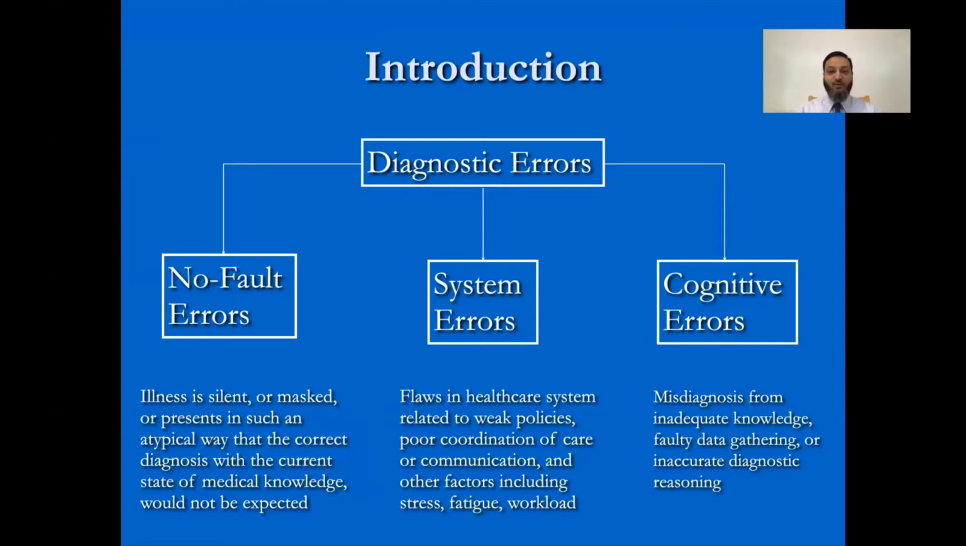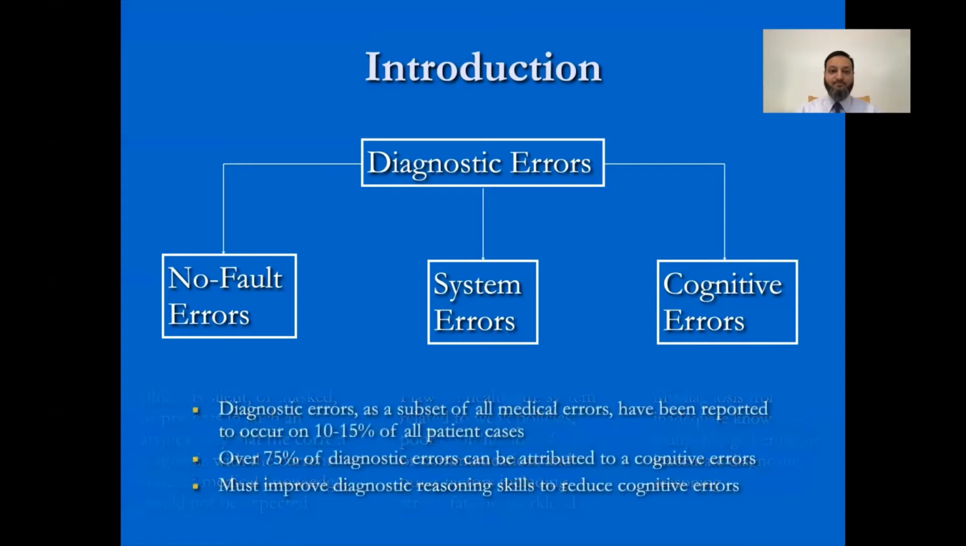So for this lecture, we're going to focus on cognitive errors as a subset of diagnostic errors, which is, again, a subset of overall medical errors. Diagnostic errors have been reported to occur in about 10 to 15% of all patient cases. Over 75% of the diagnostic errors can be attributed to a cognitive error. So we must improve diagnostic reasoning skills to reduce these cognitive errors. And that's, again, the focus of this lecture today.